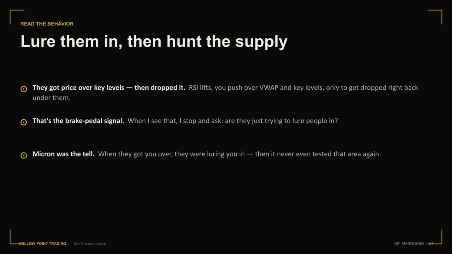To read the behavior, look for the lure. The market pushes price above key levels like VWAP, only to drop it back down immediately. This brake pedal signal is a classic trap. Micron provided the perfect example, never testing those levels again after the initial lure.